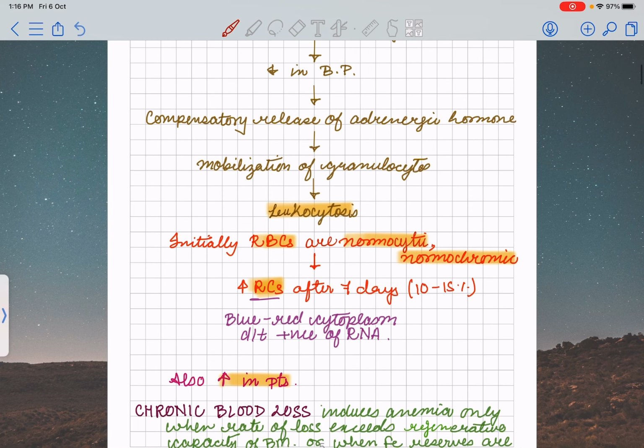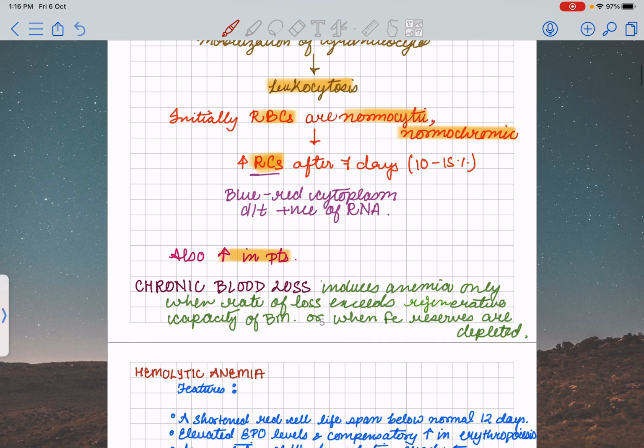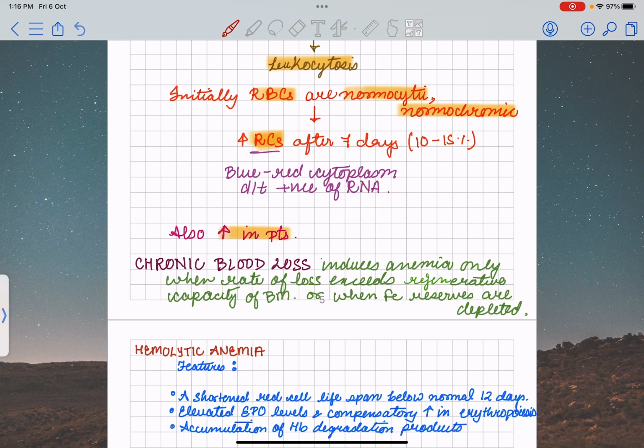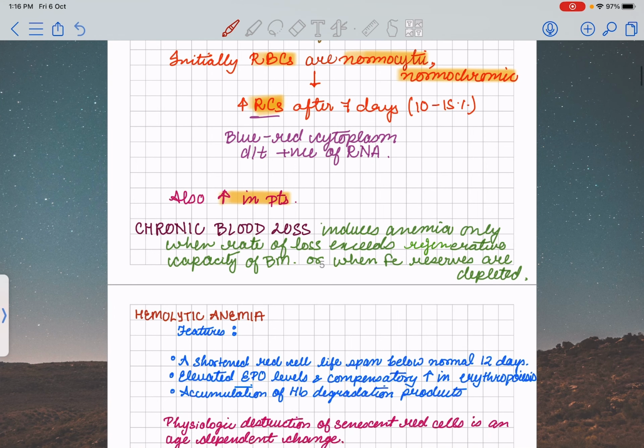Now, when we do the peripheral blood smear, these reticulocytes will appear blue-red in color. They won't appear completely red. They are bluish-reddish, with little blue dots in the cytoplasm due to the presence of RNA. These reticulocytes aren't completely nucleic acid free. They still have RNA. Also, there will be an increase in platelets. Platelets will also increase, just to try and clot and control the bleeding. So all three are affected.